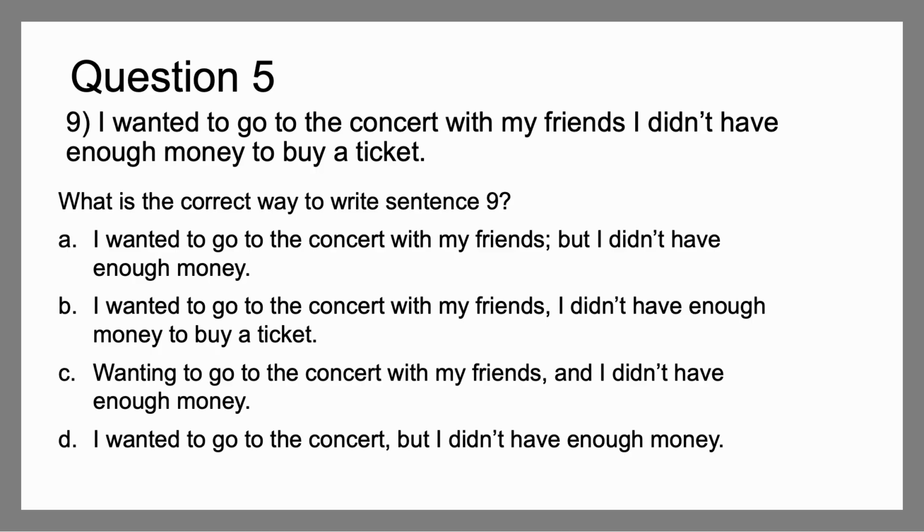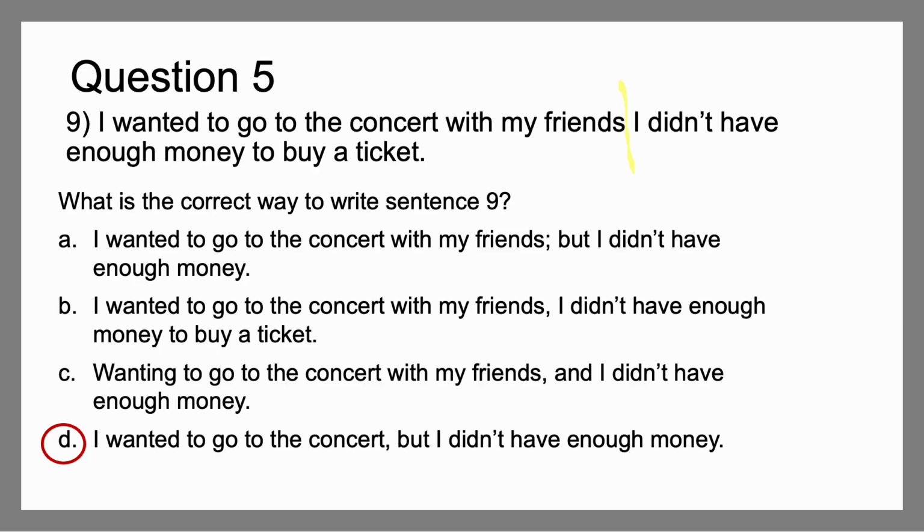All right, welcome back. Let's take a look. D is our correct answer. I wanted to go to the concert, but I didn't have enough money. And so if we look at this original sentence, I noticed, and I hope you noticed too, that it was a run-on sentence. Right here, I wanted to go to the concert with my friends is a complete independent clause. It's a complete sentence. I didn't have enough money to buy a ticket.